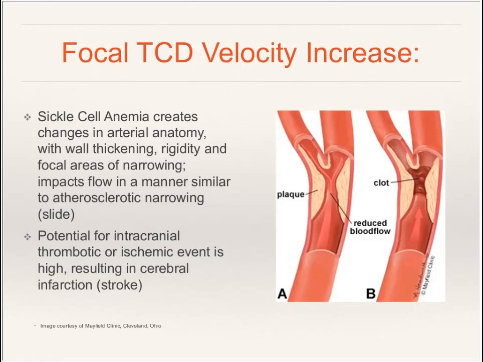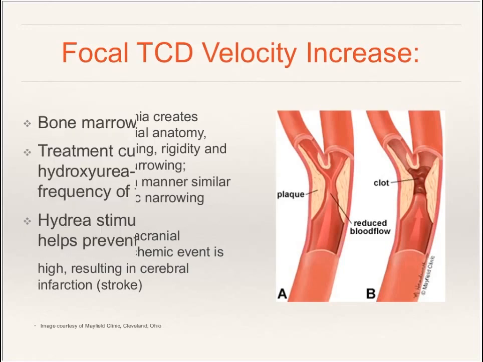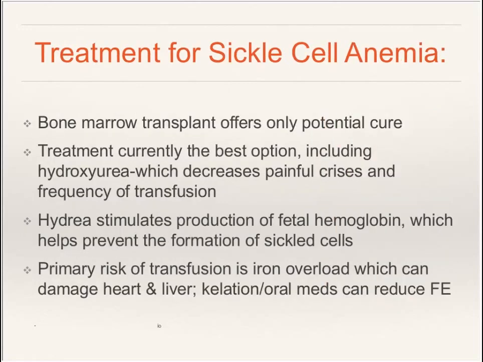Now, let's go and move into talking a little bit about treatment for sickle cell anemia, and I'm only going to touch on this briefly. Bone marrow transplant offers the only potential cure, but as I'm sure you know, bone marrow transplant is not a viable option for a large number of patients at this point in time, so we're currently using the best option, which is hydroxyurea, because it decreases painful crises and the frequency of the need for transfusion.